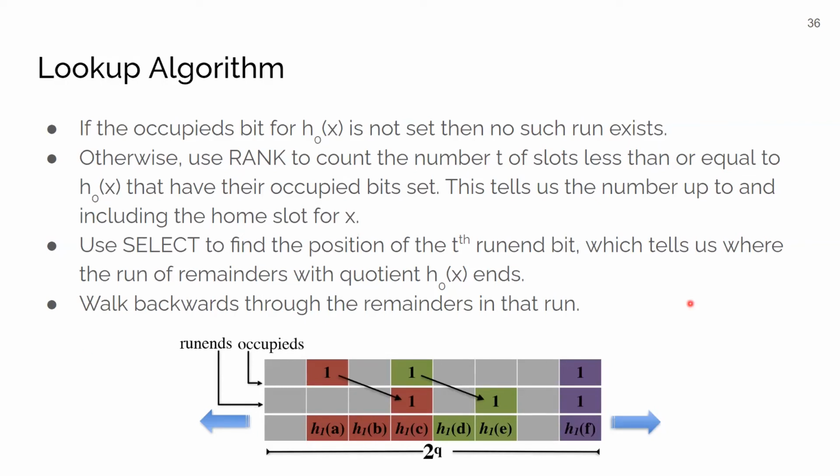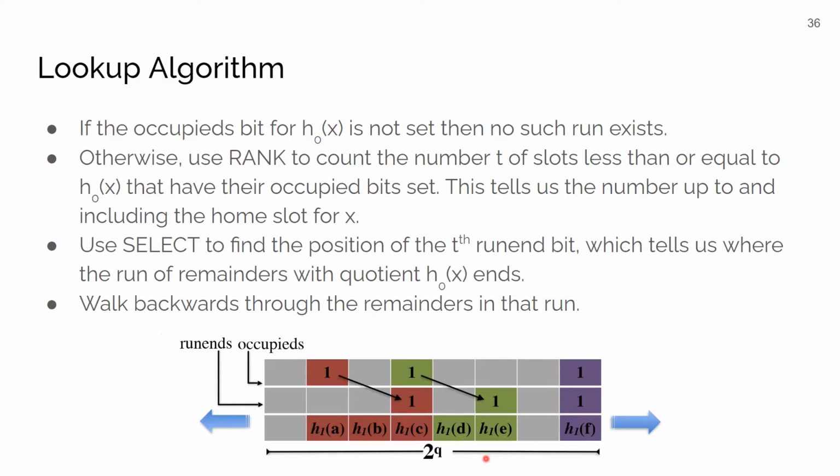For example, if we were to find an element D, then we first calculate its fingerprint H of D. Then we look at the occupieds vector at the position H0 of D, that is the quotient. In this case, it would be 3, and it is set. So the next thing is we use the rank operation on the index 3, which would return 2. And then we use the select operation with 2, and that would find the second one, which happens to be this. And then it tells us that the element D belongs to the green run and it ends at this position. So we start walking backwards from this position to find element D. And so we find it at this position.